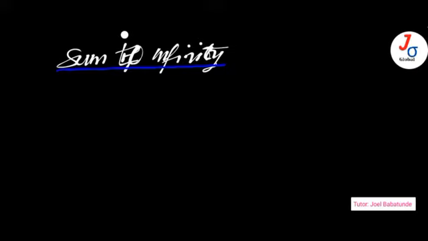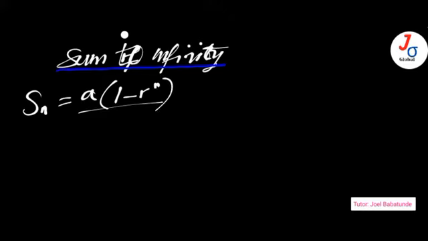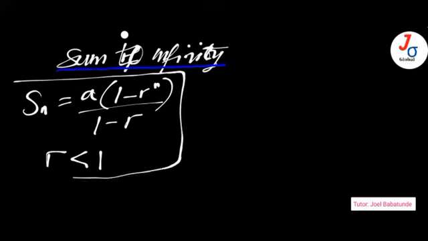We said that Sn is equal to A into 1 minus R^n divided by 1 minus R. And what is the condition for this type of formula? Can you remember? Exactly. R must be less than 1. That's the condition for using this formula.